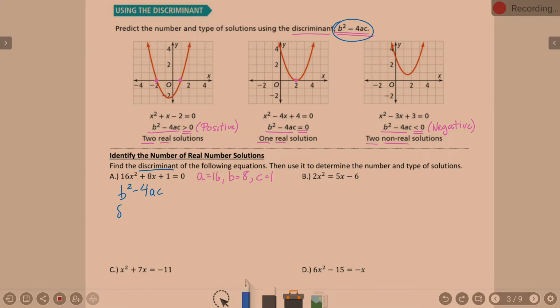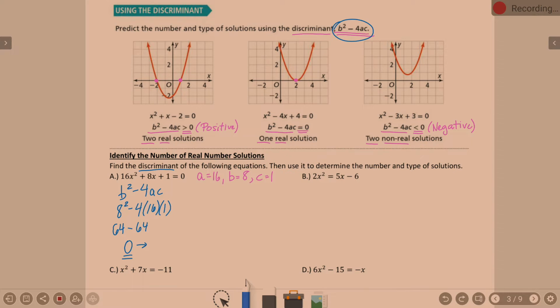B squared, 8 squared, minus 4 times A times C. So 4 times 16 times 1. 8 squared is 64. 4 times 16 times 1 is 64. And what's 64 minus 64? 0. What does 0 tell me about our situation? 0 says there's going to be one real solution.